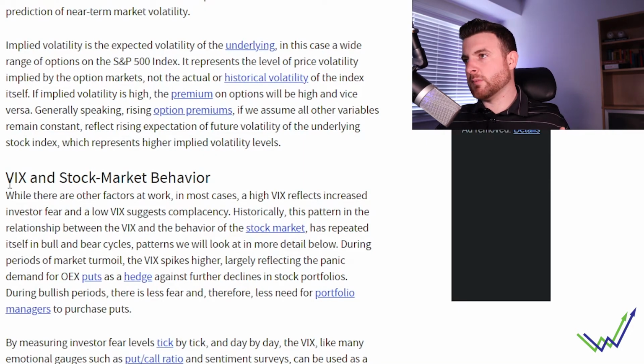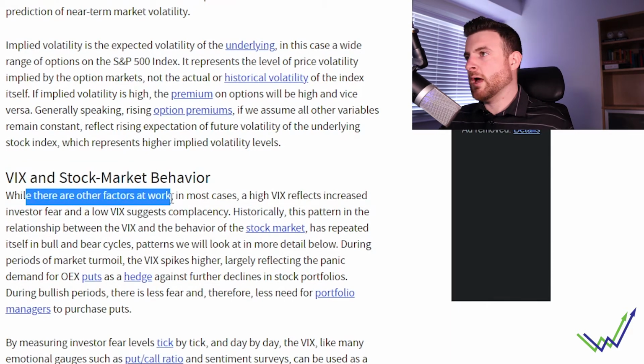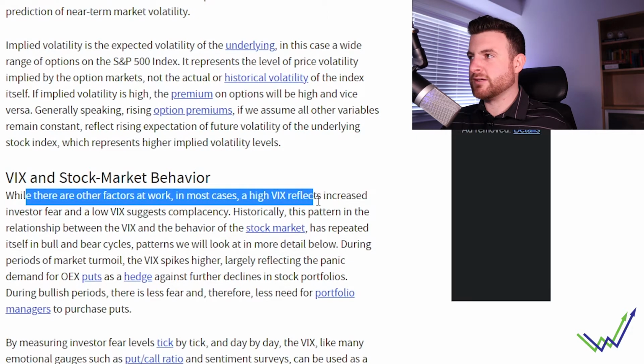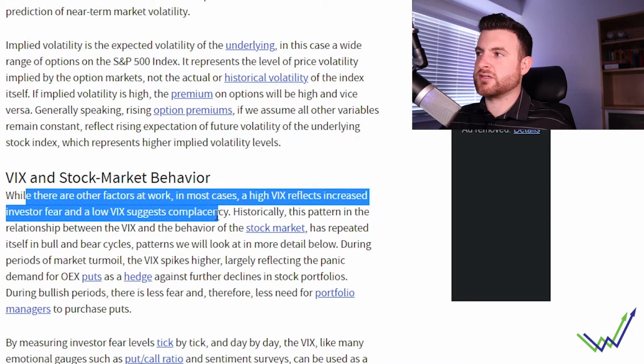The VIX in general takes both of these calls and puts into account, so we can't really tell which way the market's going to be going. But when we do see a higher number of VIX, this normally means higher volatility. Investors are skeptical of where the stock market's going to go in the future. We can also see the VIX and the stock market behavior, while other factors are at work, in most cases, a high VIX reflects an increased fear, and low VIX suggests complacency.